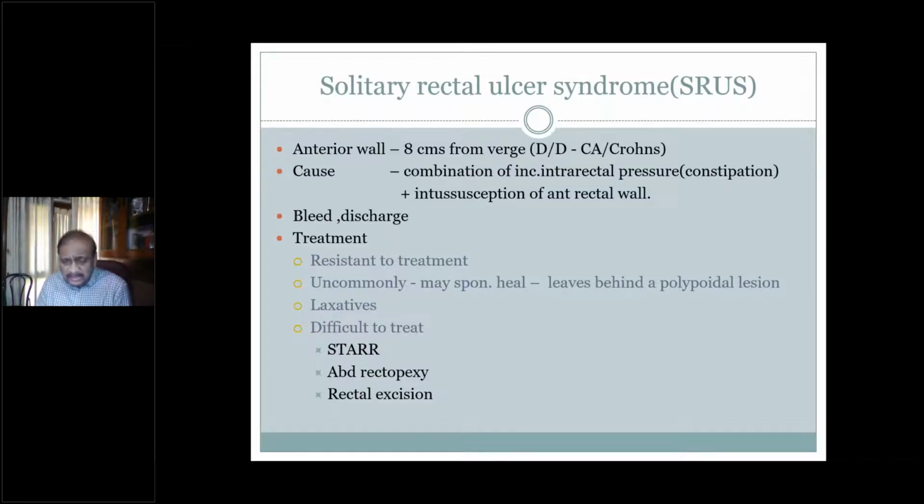In these patients, either you carry out a STARR therapy, which we talked about when we were talking about the rectal prolapse. And here what we'll do, you'll remove the whole area, which is housing the ulcer. So if you're removing the whole area, the ulcer goes along with it. Or you can do abdominal rectopexy, which probably does help by reducing the constipative pressure on this area. Constipative pressure basically means the increased intrarectal pressure, right? So doing an abdominal rectopexy, or you can do rectal excision. This will be a very formidable operation when you consider this small ulcer, right?